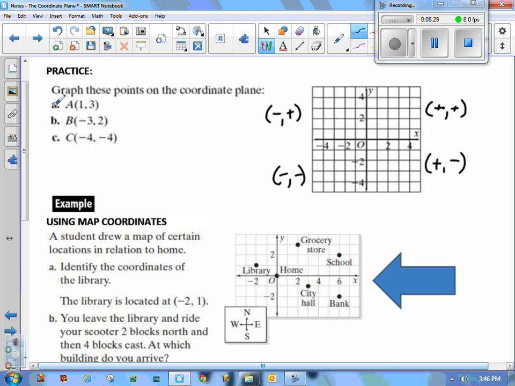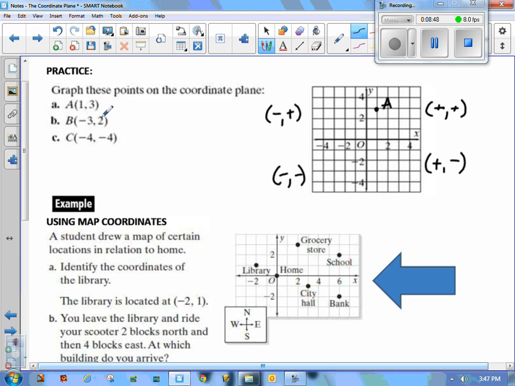I'm asked to plot point A. Both of these are positive, positive, so I know I'm going to be here in quadrant 1. I'm going to start at my origin. X says go over 1, and Y says go up 3. So I went over 1, up 3, and I'm going to label it A.